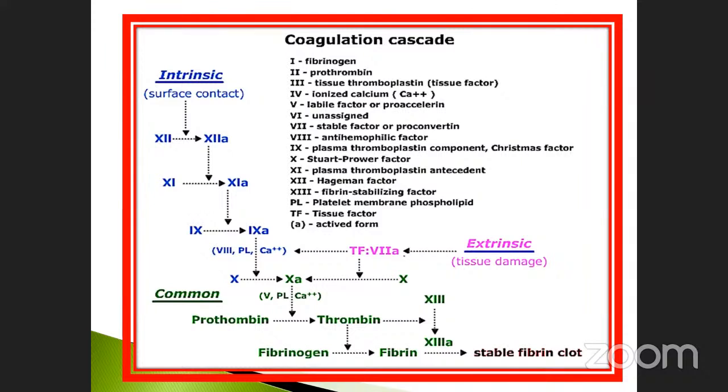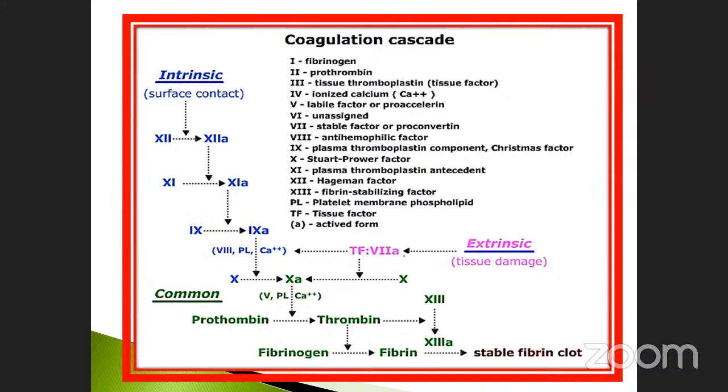The 12th factor is called what? Hageman factor. It is an inactive form. The inactive form is converted into the active form by the surface, the intrinsic component. When the inactive form is converted to the active form, it is also further involved in the next reactions.